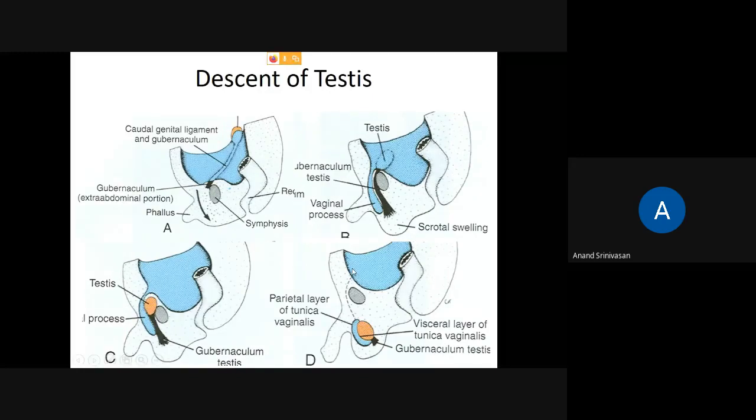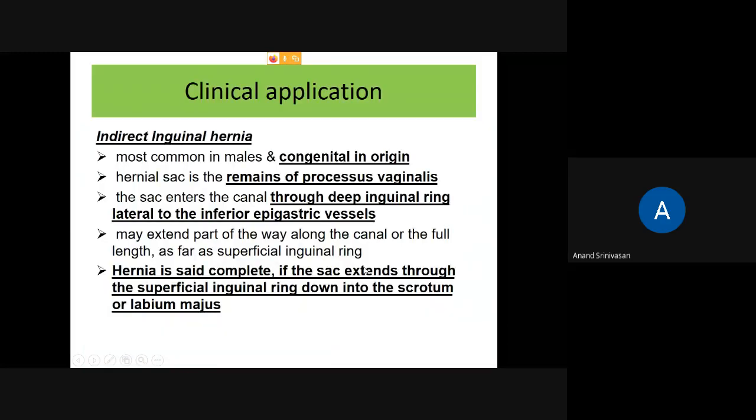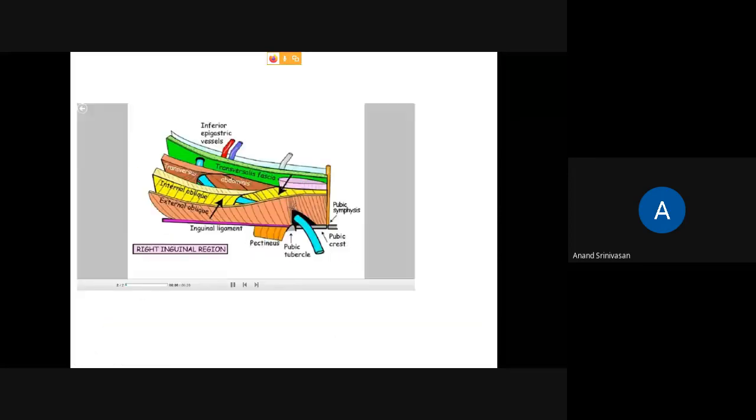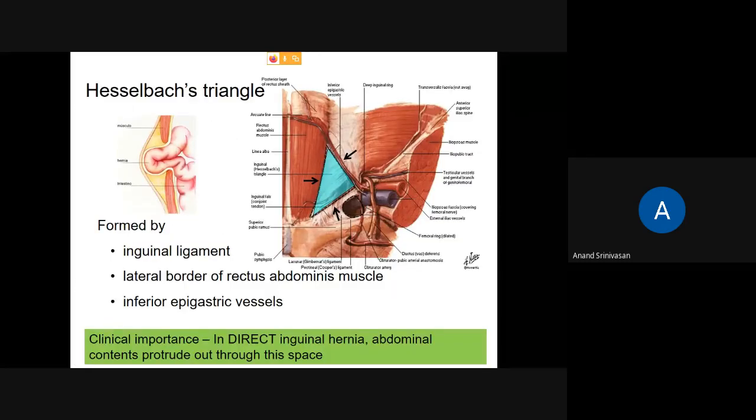After they descend, the space between the testis and the peritoneum gets obliterated. If it does not get obliterated, then it forms what is called a congenital indirect inguinal hernia. Also, many surgeons make this mistake: they may think it is a direct hernia, and once they open, they find out that it is an indirect hernia, or vice versa.